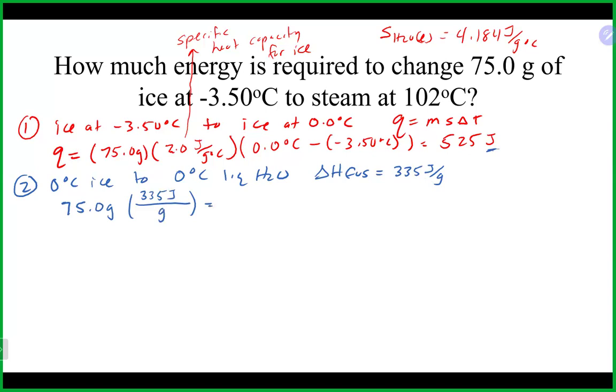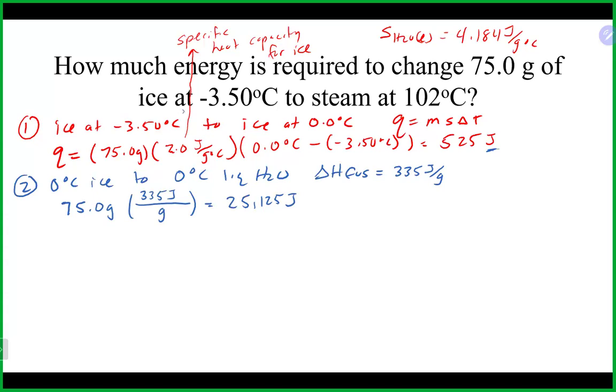And that's going to give us the energy again to simply change the phase of the substance, not change the temperature. And we're going to go 75 times 335. And that's going to give us about 25,125 joules of energy is needed to change our ice into our liquid water. Any questions at that point?